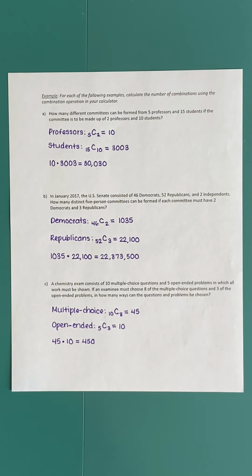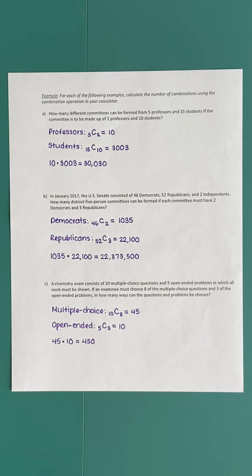In January 2017, the U.S. Senate consisted of 46 Democrats, 52 Republicans, and 2 independents. How many distinct 5-person committees can be formed if each committee must have 2 Democrats and 3 Republicans? So in other words, we want to form another committee. We've got that specific ratio in mind.